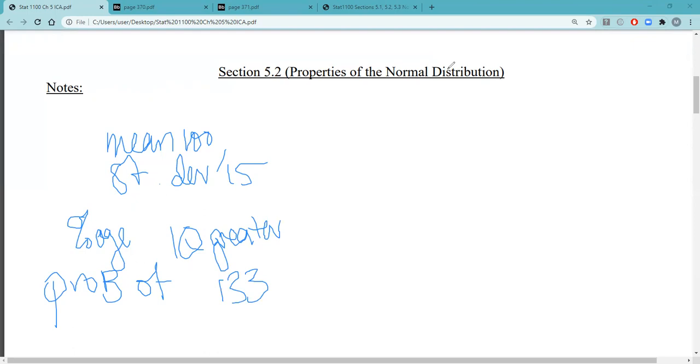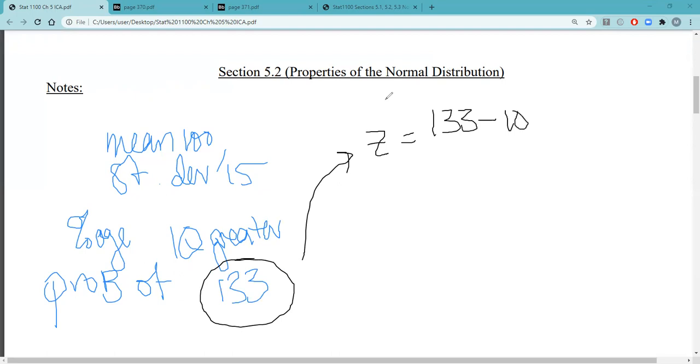So again, the very first thing I want to do here is convert this 133 to a standard score. So I'm looking for a z-score. It's the data value minus the mean over the standard deviation. And here we end up having z is equal to 2.20.